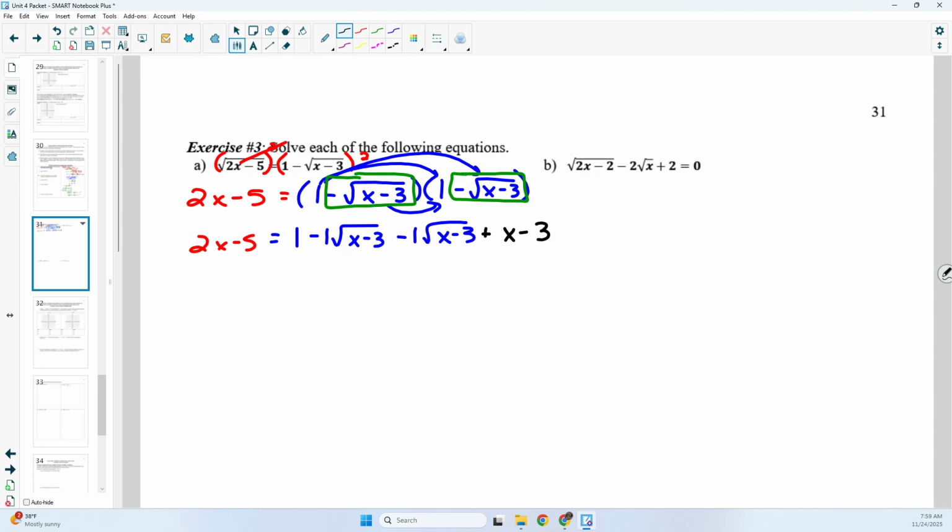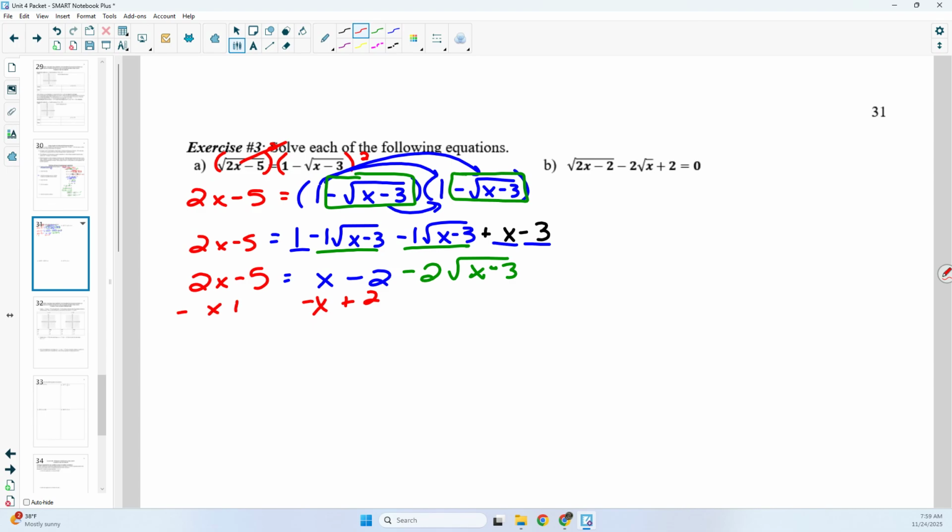So from here, I'm going to combine like terms. I might do one last step here, but since it's the first time, I can keep this all together. So I have an x, I have a negative 2, and then I have negative 2 square roots of x minus 3. From here, we're going to now isolate that square root as much as we decide to. So I'm going to move over the x and the 2 and get x minus 3. Then over here I have negative 2 square roots of x minus 3.